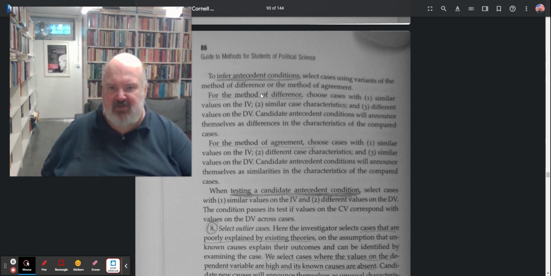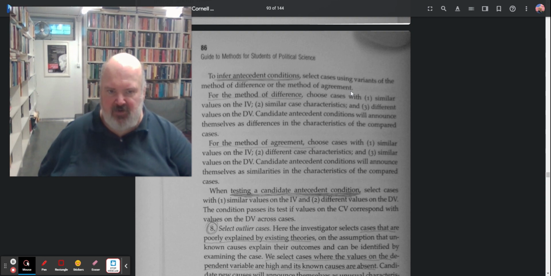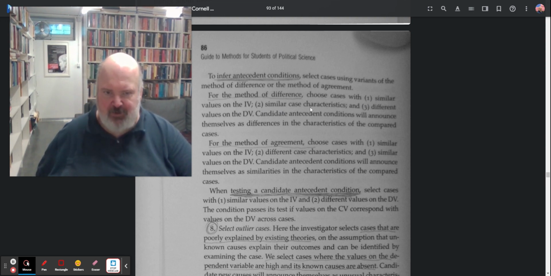To infer antecedent conditions, select cases using variants of the method of difference or the method of agreement. For the method of difference, choose cases with 1, similar values on the IV, 2, similar case characteristics, and 3, different values on the dependent variable. Candidate antecedent conditions will announce themselves as differences in the characteristics of the compared cases, right?